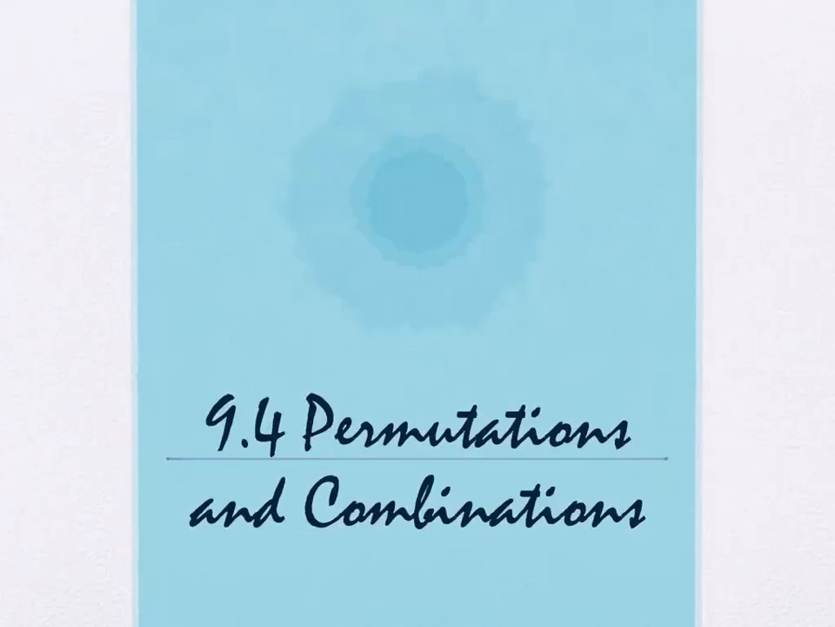Today we're going to start at section 9.4. It's our last section in chapter 9. This section's a little confusing. It's going to talk about some counting strategies. You may have encountered them before.